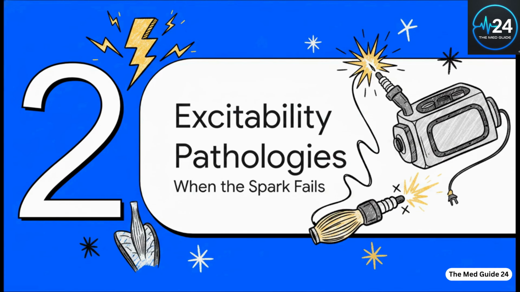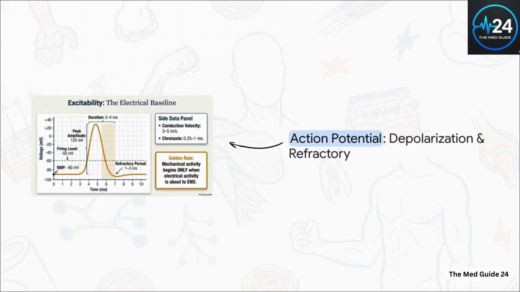Okay, moving to Section 2. Let's really zoom in on that first major property, excitability. This is the electrical baseline that commands the whole muscle to act. Because if the spark fails, the engine just doesn't start. Let's look at the action potential.